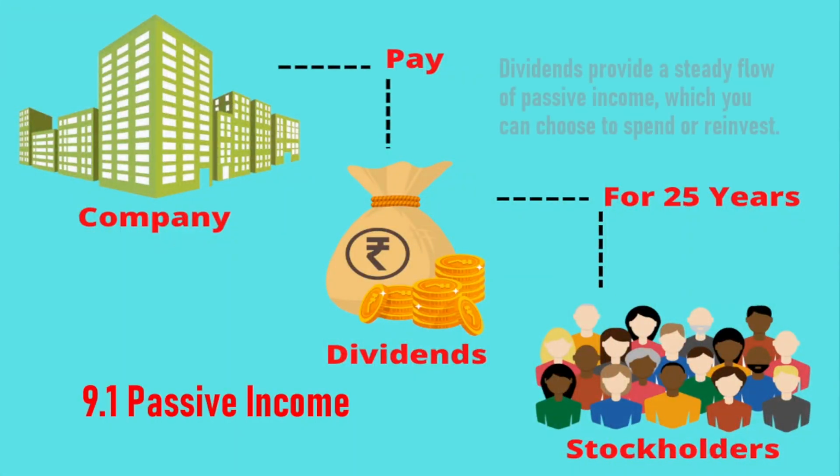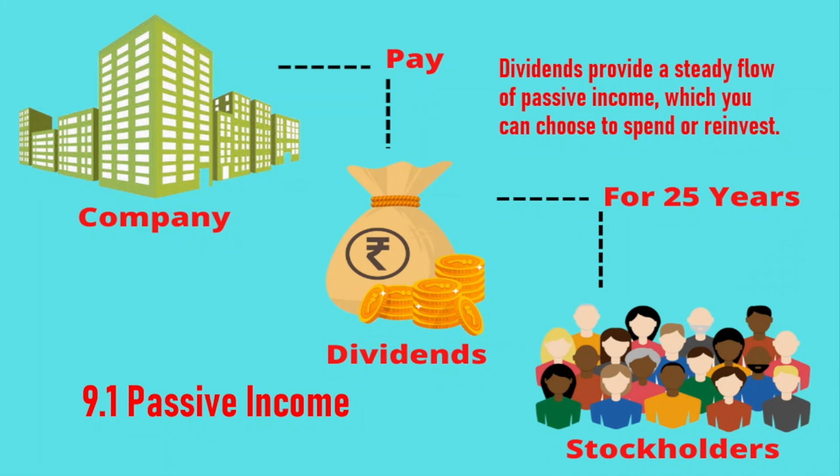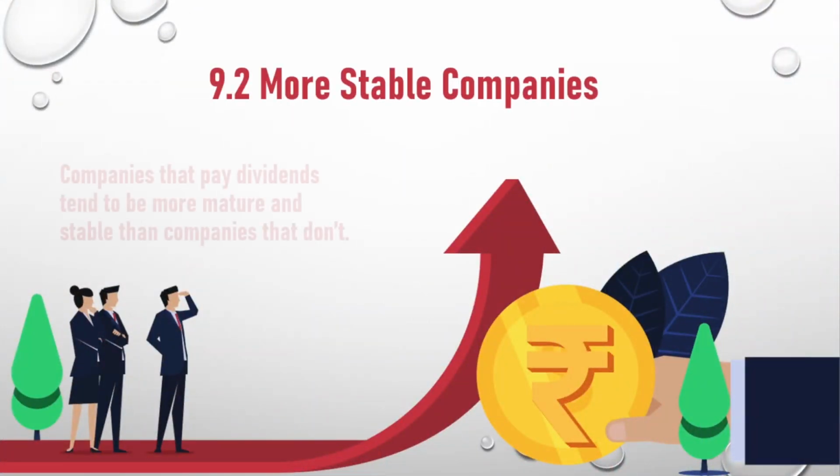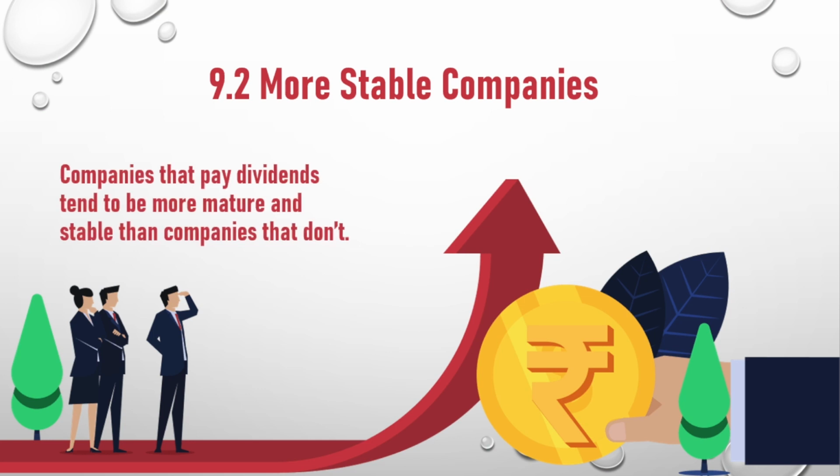Passive income. Dividends provide a steady flow of passive income which you can choose to spend or reinvest. This attribute makes dividend stocks particularly attractive to retirees looking for supplementary income. More stable company. Companies that pay dividends tend to be more mature and stable than companies that don't. Startups rarely pay dividends because they pour back all the profit to fuel their company.